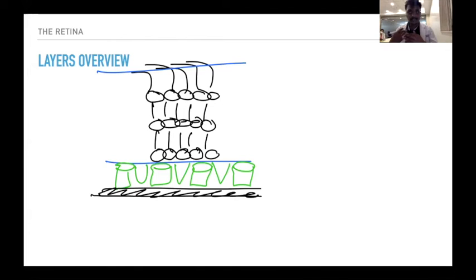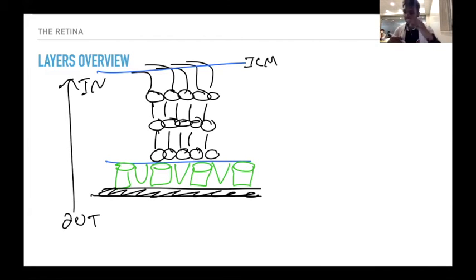Now, if you remember this picture, remember the layers of the retina as well. It is sandwiched between the internal limiting membrane and the external limiting membrane. And one more thing, please remember, this is inside and this is outside. So we get the orientation, because we always lose orientation when drawing the retina. We have the internal limiting membrane, the external limiting membrane, the outer nuclear layer, and the inner nuclear layer.